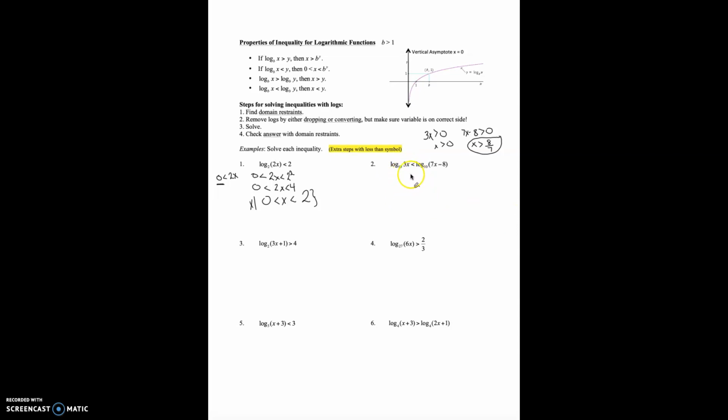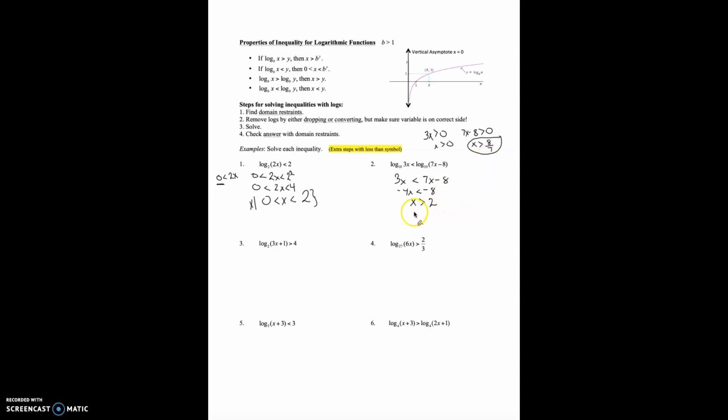Since we have the same base, we're going to take that and we're going to write 3x is less than 7x minus 8. I'm going to subtract 7x. That does give me a negative, but we know the rules for dividing inequalities by negatives will be okay. Divide by negative 4. Again, reverse that inequality symbol. So we have x is greater than 2. And x is greater than 8 over 7 now.